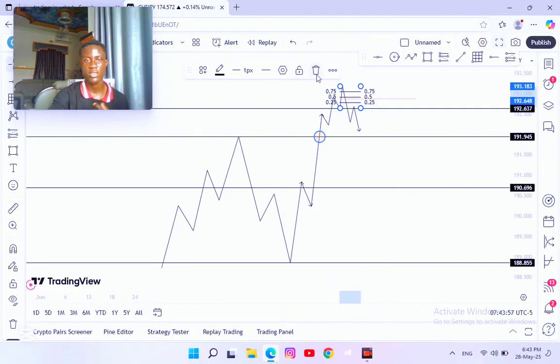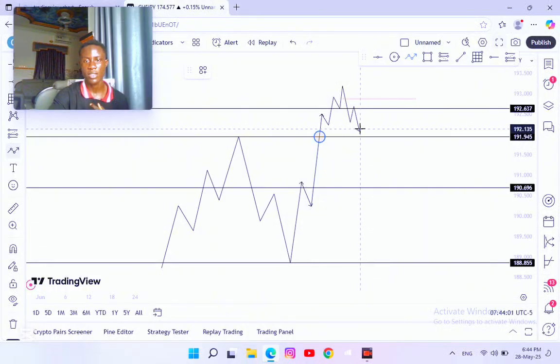So this is it. I can delete this now because I'm getting my entry. I'll simply wait for price to come back down. Then what's going to be my entry? I'm going to enter the trade from here. After entry, what's next is simply exit.